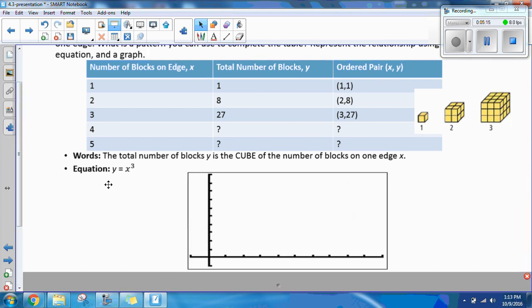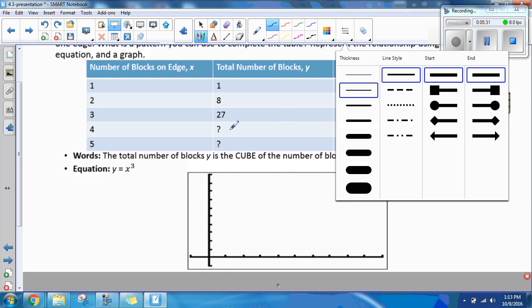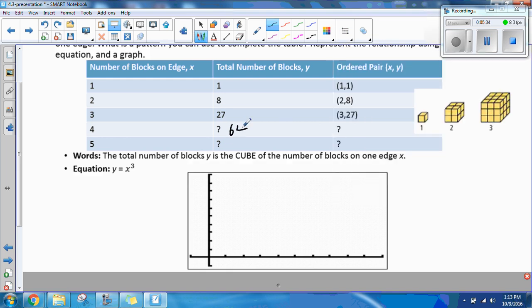So now let's graph these numbers. And actually, before we graph, let's figure out the rest of these. So 4 cubed would be 64. And 5 cubed would be 125. So our ordered pair here would be (4, 64), and our ordered pair here would be (5, 125).